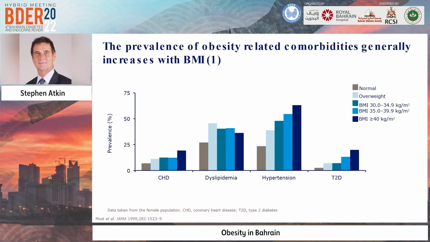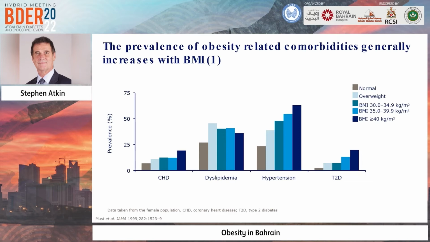And what has been seen now is that the prevalence of obesity-related comorbidities generally increases as your weight increases. So, for example, shown here in the brown is if you're normal weight, and then as you increase your BMI to the dark blue, which is a BMI of over 40, you can see that generally, as your BMI increases, then the risk of that morbidity also increases. So that's seen for coronary heart disease, hypertension, where you can see almost a straight line as you increase your BMI, and type 2 diabetes.